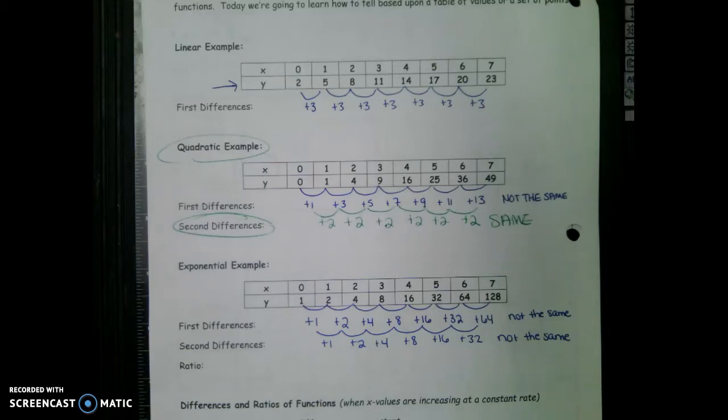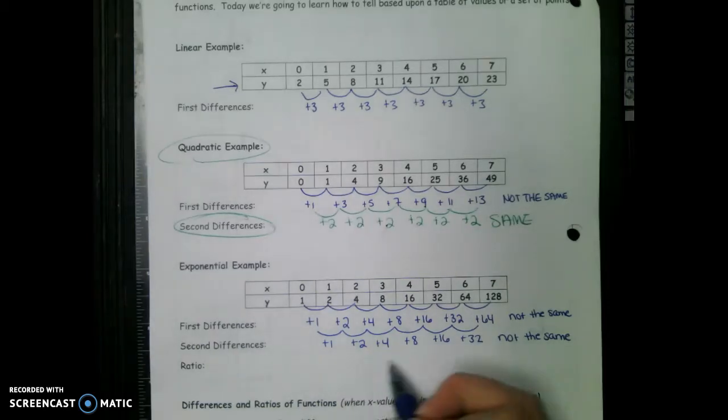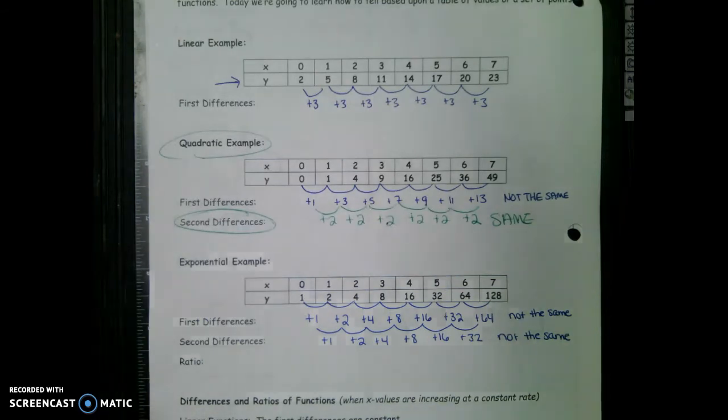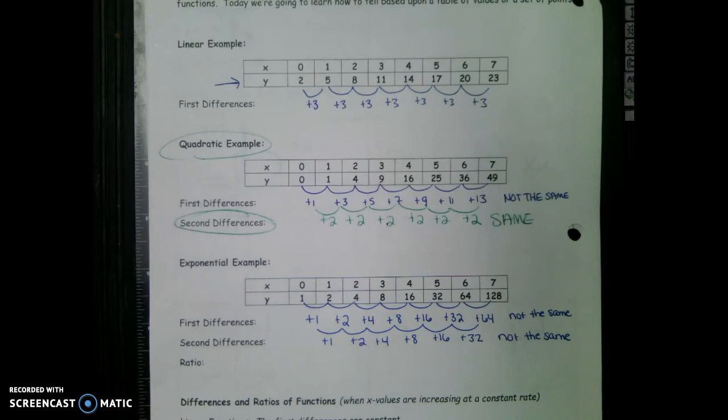1, 2, 4, 8, 16, 32. Do you see how it's just repeating itself over and over and over? If it starts repeating itself, we could continue to the third level of differences, the fourth level of differences, the fifth level of differences. That pattern would continue repeating itself. That's classic in an exponential example.